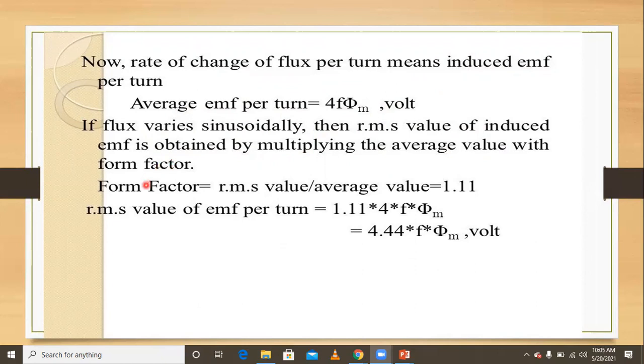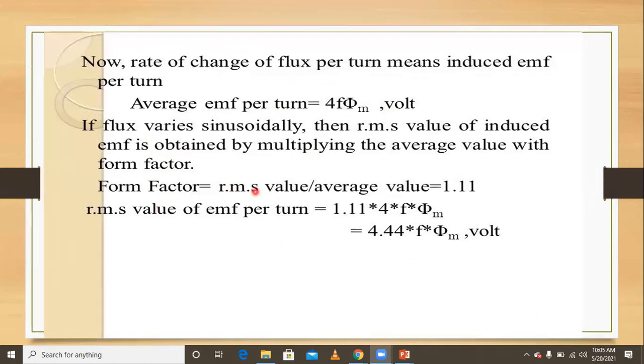Form factor is equal to RMS value by average value. Then RMS value is equal to average value into form factor. So for a sinusoidal waveform, the form factor is equal to 1.11. Am I right or not?